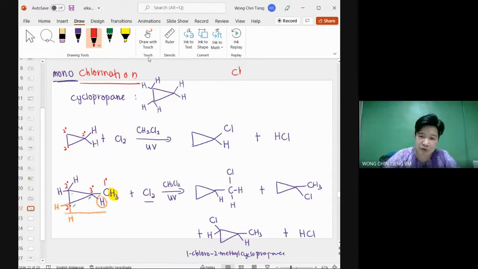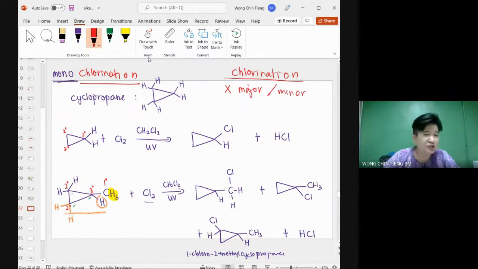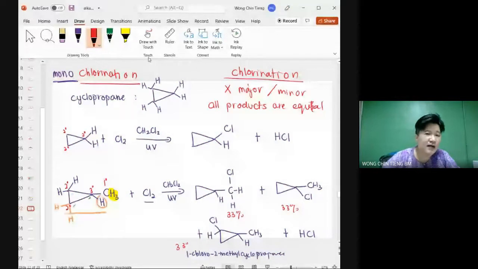Next. Tadi bromination ada major minor. Chlorination, no major minor. Yes, no major minor. All products are equal. Bermakna kalau saya ada 3 produk kat sini, 3 ni akan jadi 33%, 33% and 33%. Semua adalah sama. Dalam chlorination, dia tak boleh ada major minor. Okay, wait, 33% ni saya yang label kat kamu. Hang jangan label dalam exam weh.